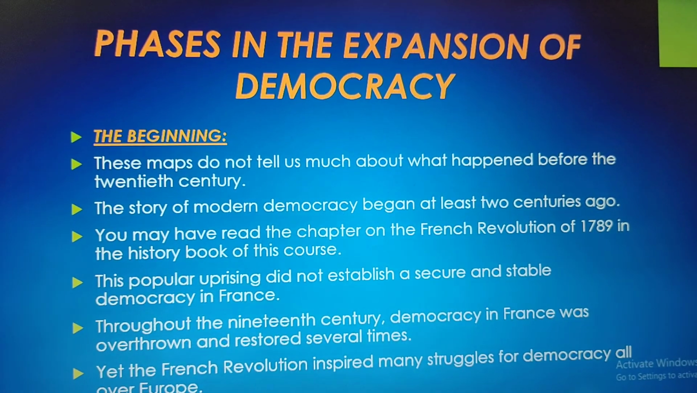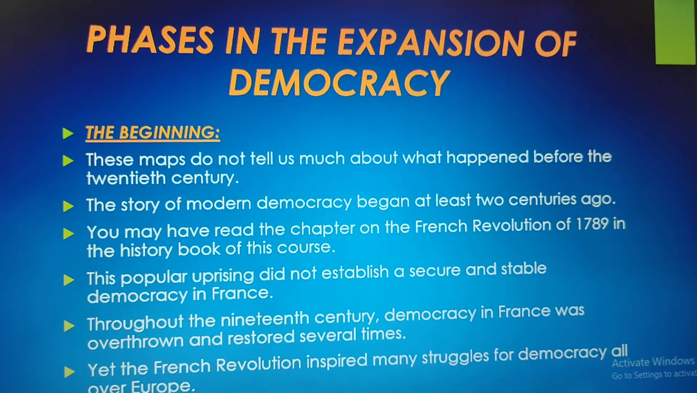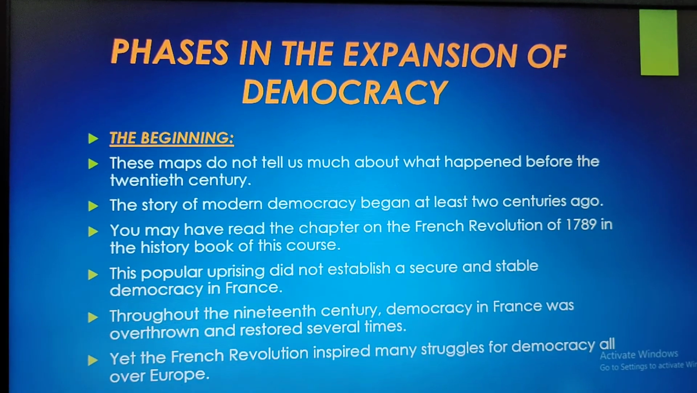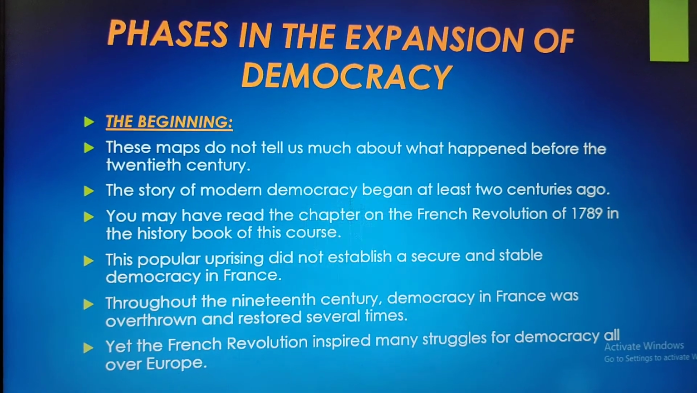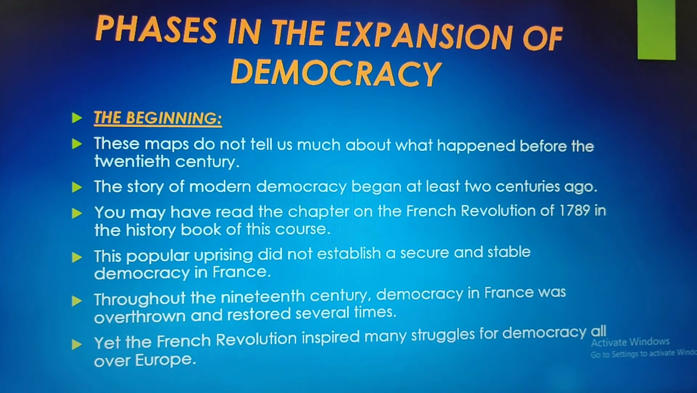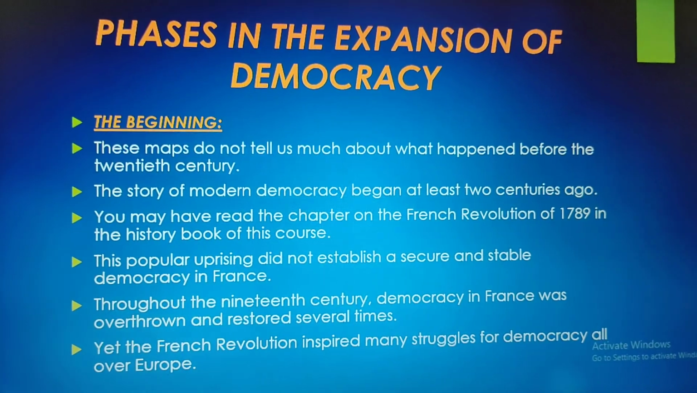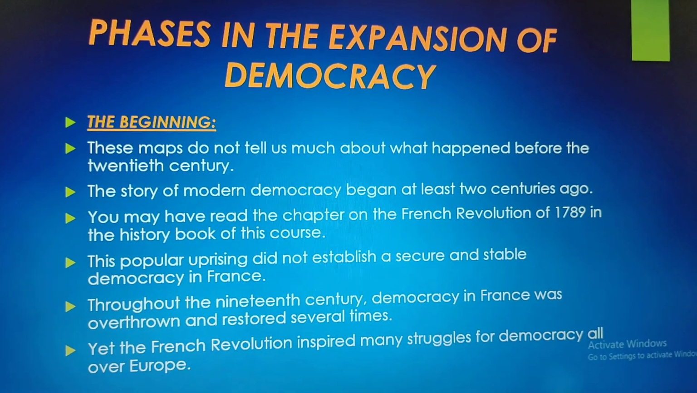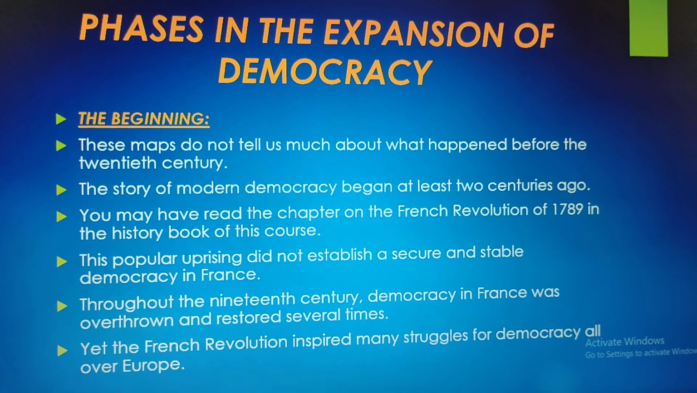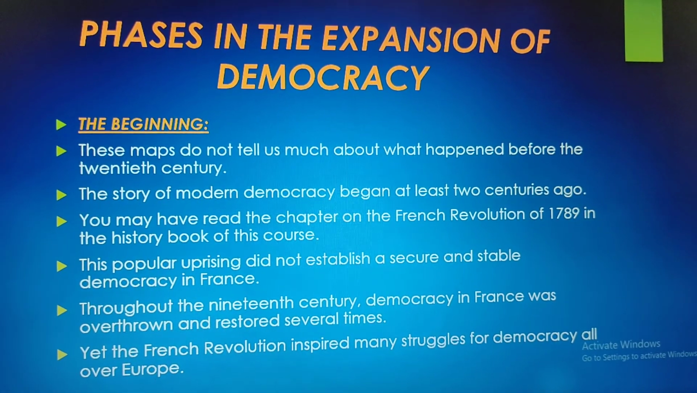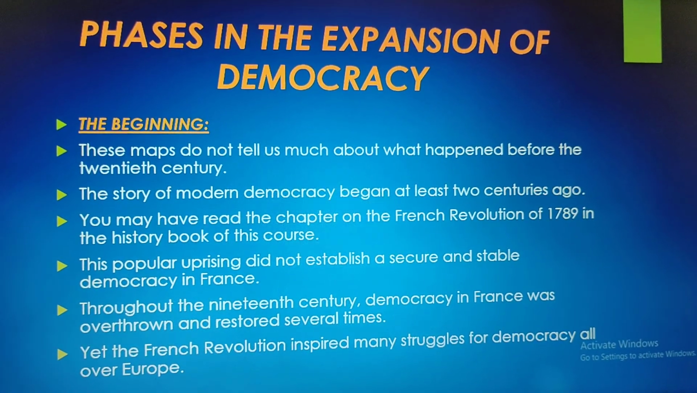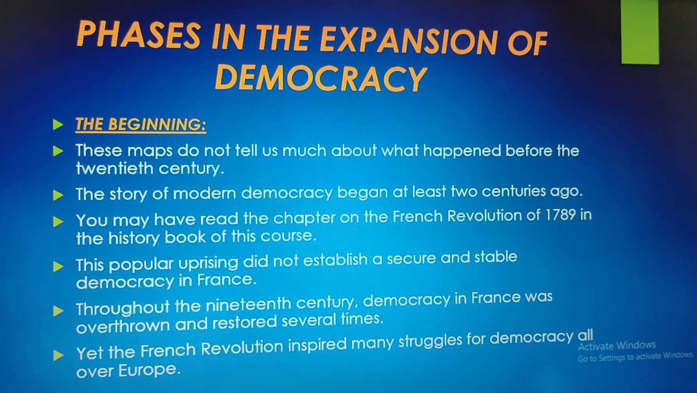But at that time, when countries were fighting for democracy, when countries were even attaining democracy, not everyone was given the right to vote. Especially women were excluded, and women had to fight their own revolution to gain that right to vote. Also, non-property men, people who didn't have any property, were not allowed to vote in the beginning. So these maps do not tell us much about what happened before the 20th century.